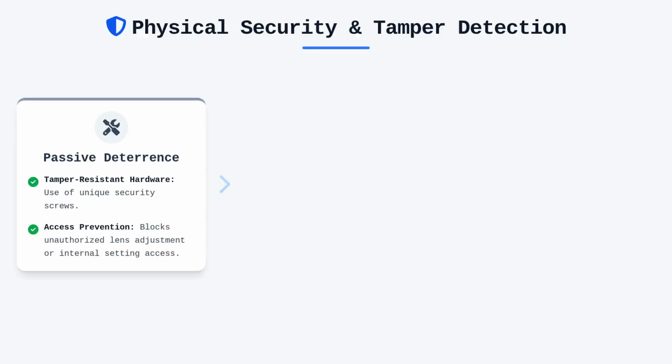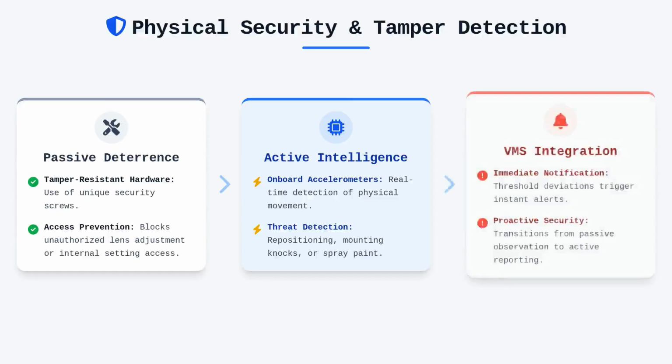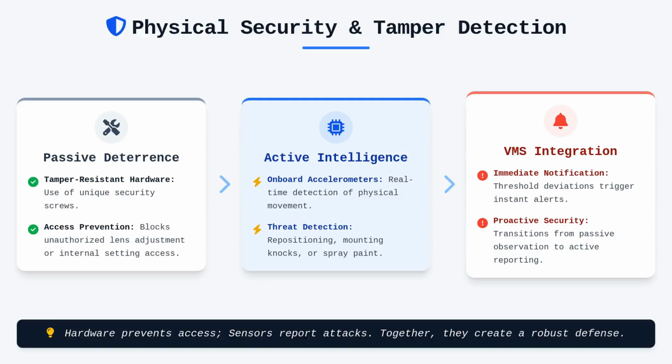However, hardware alone is rarely sufficient, which is why we must leverage the active sensing capabilities of modern cameras. We can use onboard accelerometers to detect any physical movement, such as an attempt to reposition the lens, knock the camera off its mount, or spray paint over the view. Modern firmware can be configured to trigger immediate notifications in your video management system the moment these sensors detect threshold deviations. This transforms the camera from a passive observer into a device that actively reports when it is being attacked.